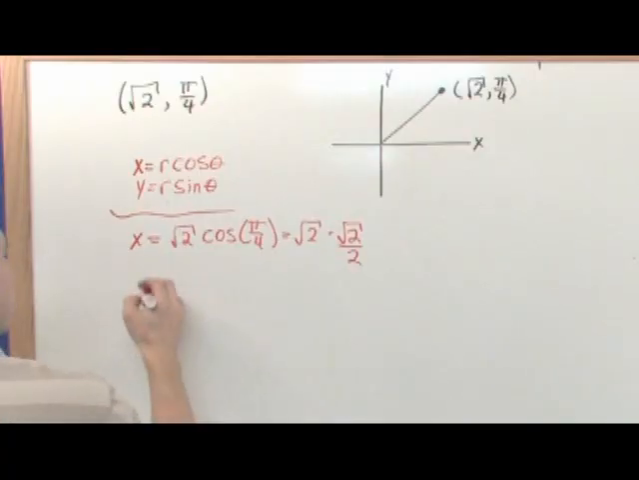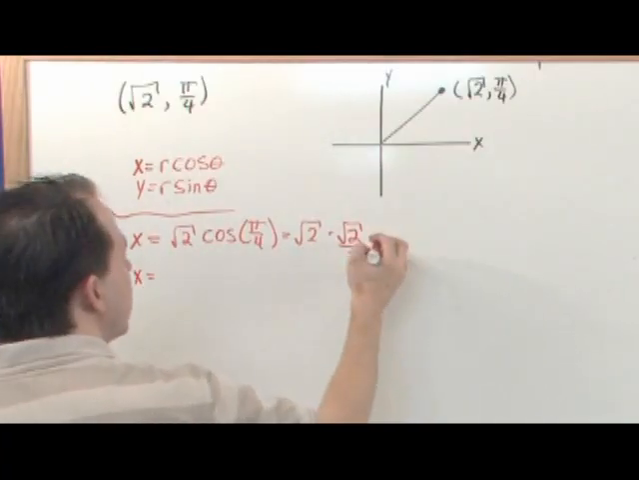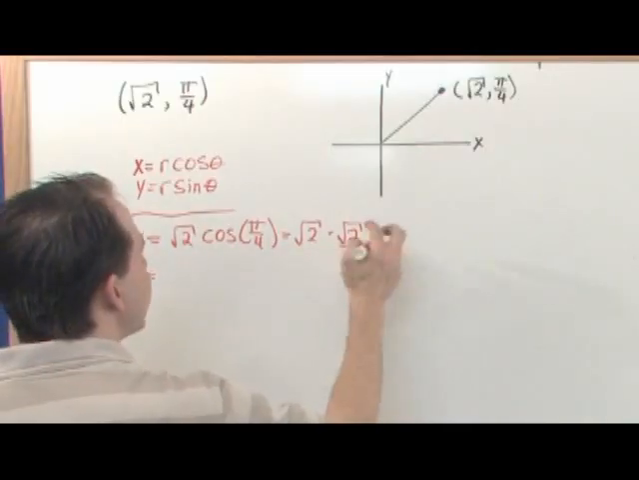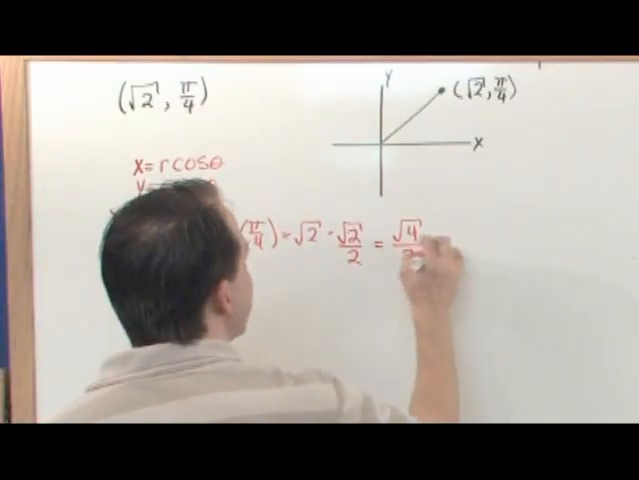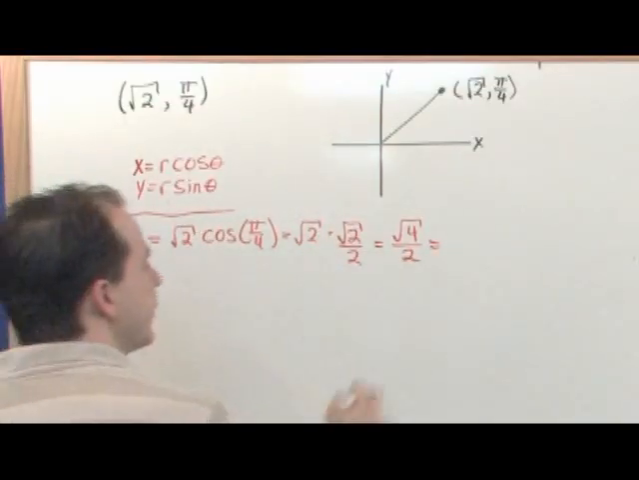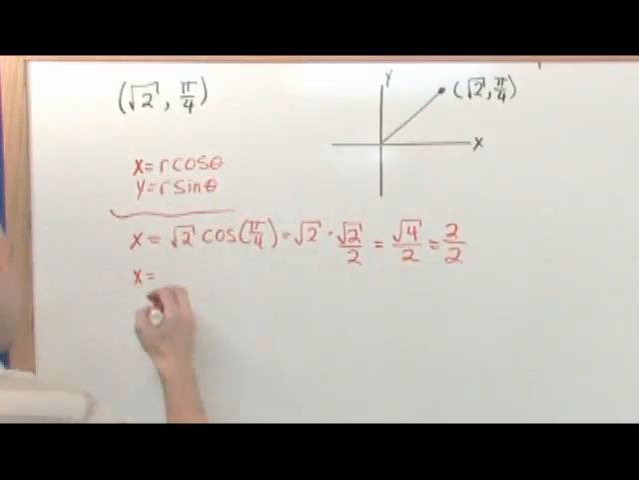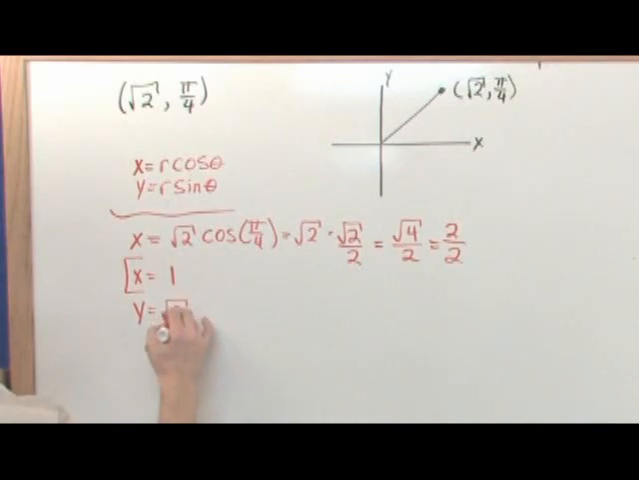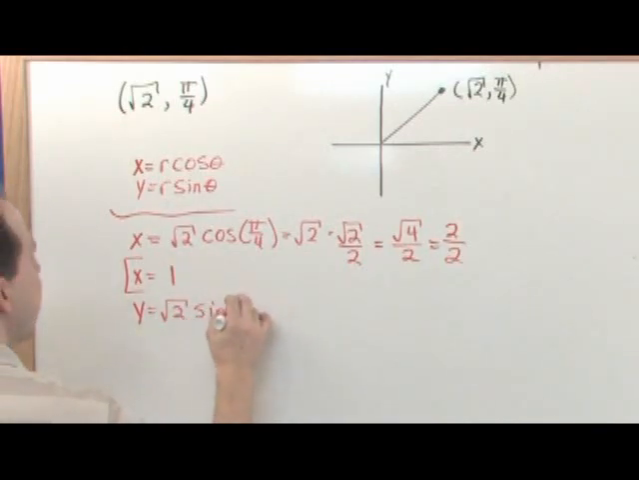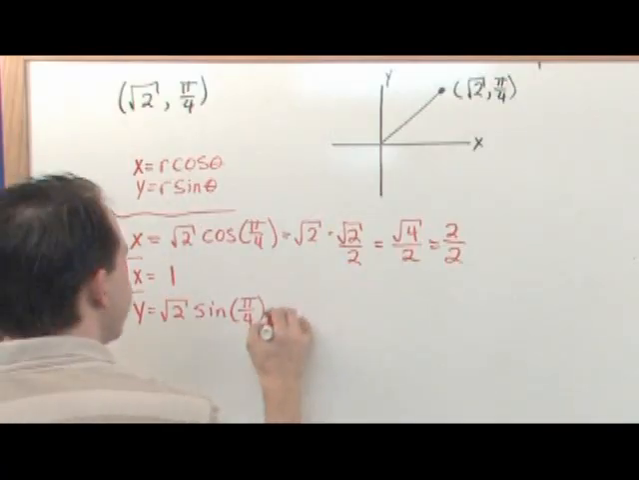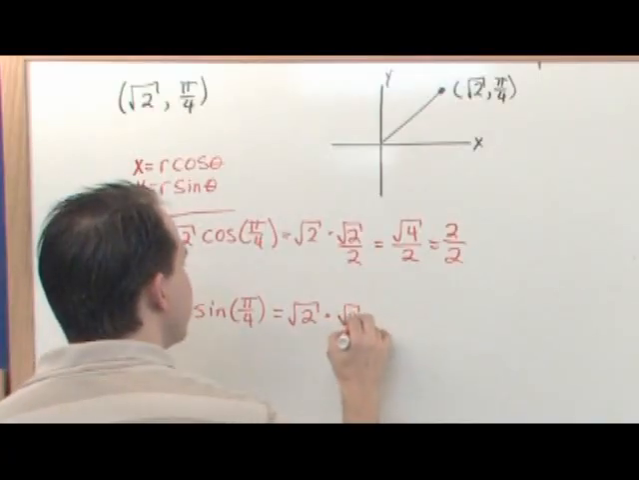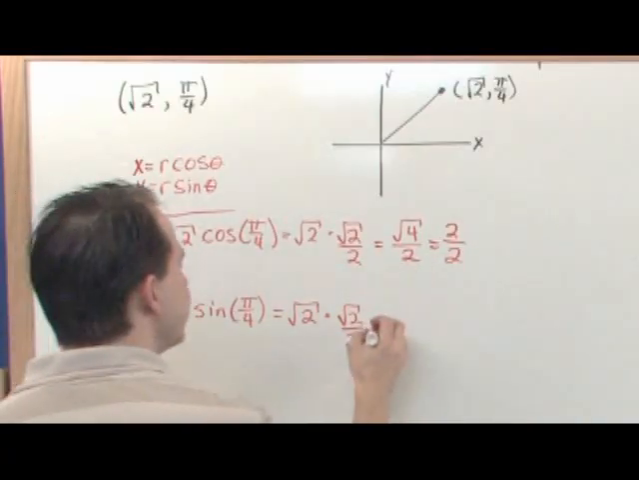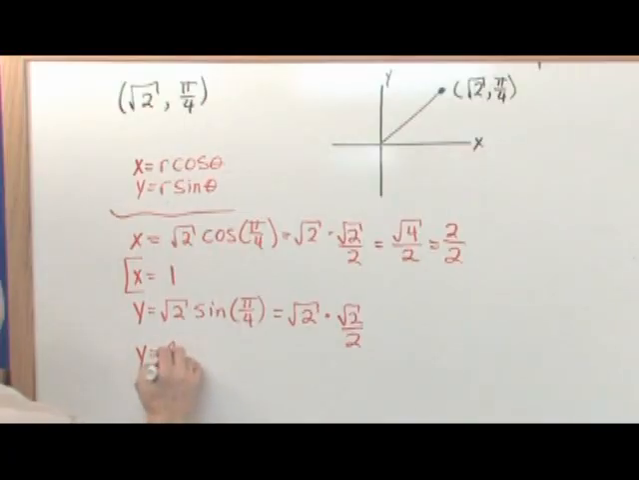Okay? So x is going to equal square root of 2 times square root of 2 over 2, which is square root of 4 over 2, because I multiply 2 times 2 under the radical, and square root of 4 is 2, over 2. So obviously x is going to be equal to 1. That's the x value, and y is going to equal square root of 2 times the sine of the angle, which is pi over 4. And in this case, it's going to give you exactly the same thing. Square root of 2 times sine of pi over 4 is also square root of 2 over 2. So we can say that y is also equal to 1.